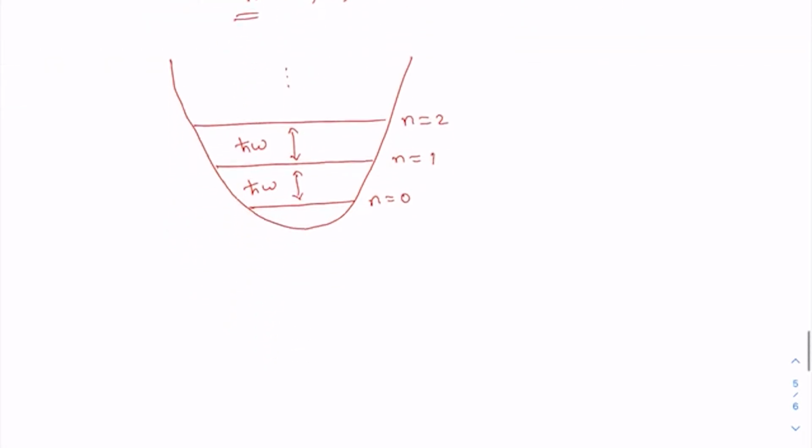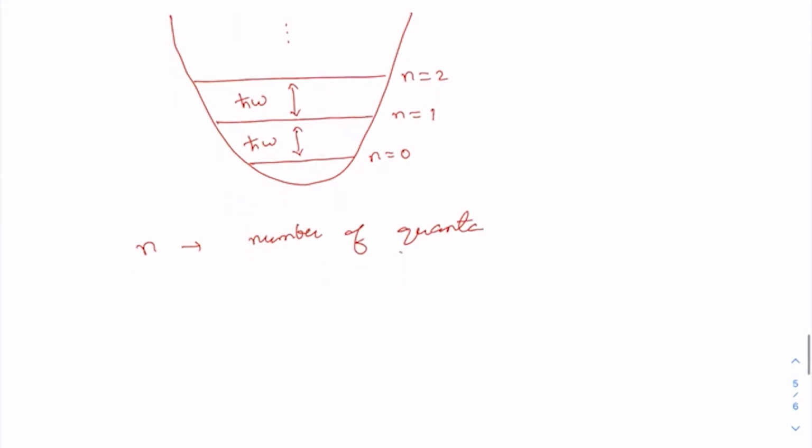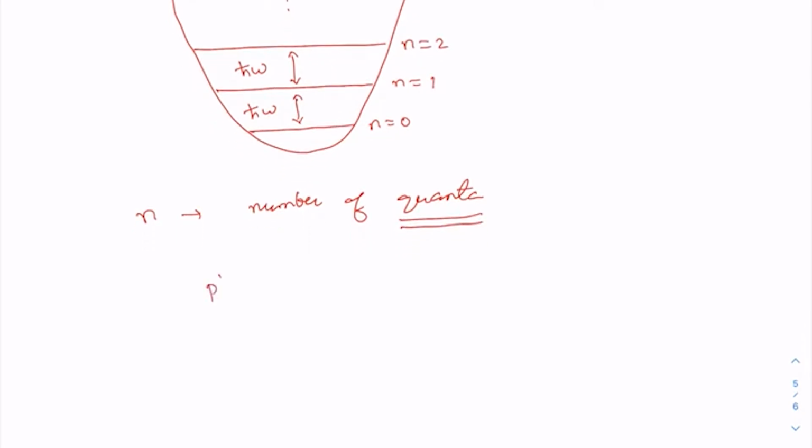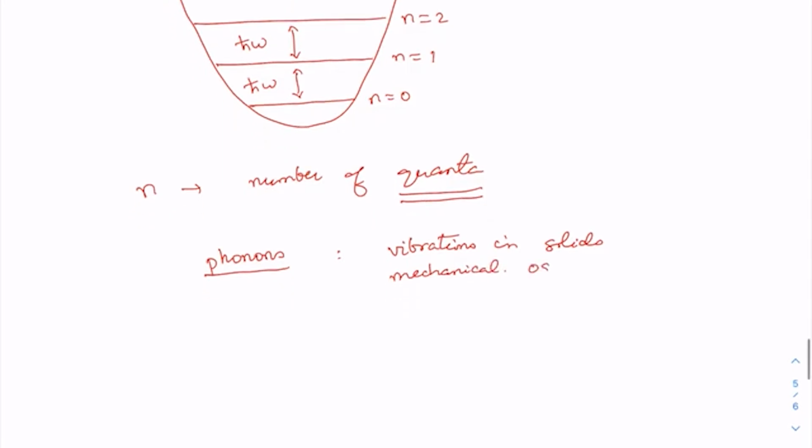And by the way, this integer n in this energy eigenvalue expression refers to the number of quanta. This quanta has different names in different situations. For example, these quanta are called phonons when we discuss vibrations in solids, or a mechanical oscillator. If we model a mechanical oscillator as a harmonic oscillator, then these quanta would be called phonons.